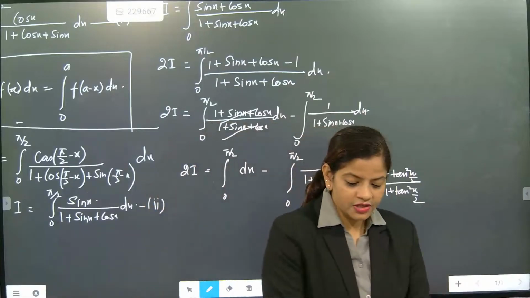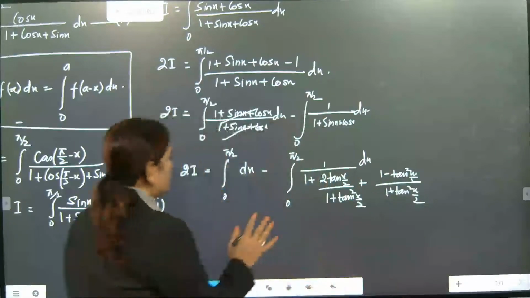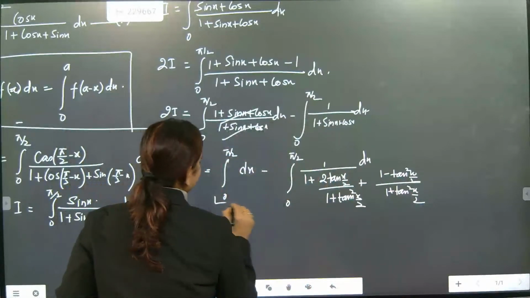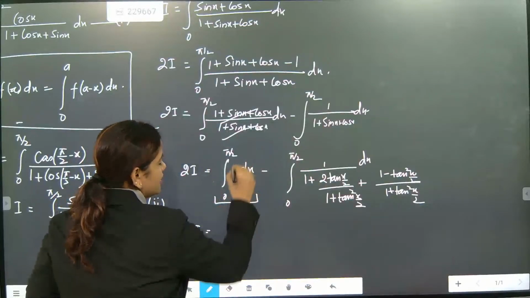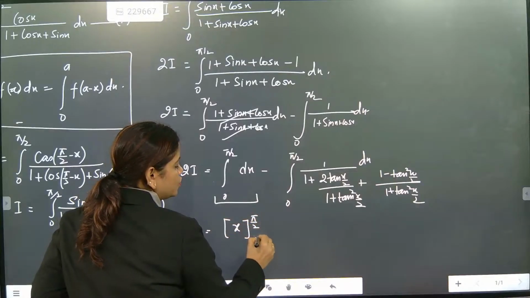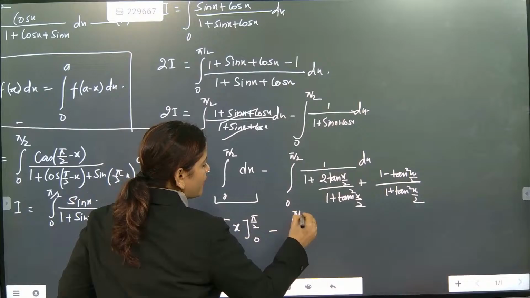Now look here. When you are solving this question, there are certain limitations. Here this part we know we can assess. This section is getting assessed. How can we assess it? This will become x, from pi by 2 to 0. Now here, what we will do? 0 to pi by 2.